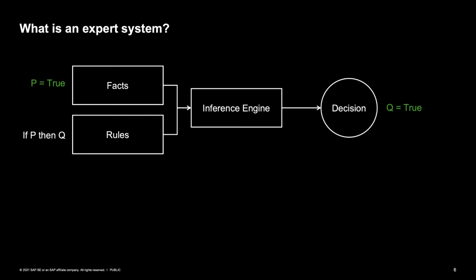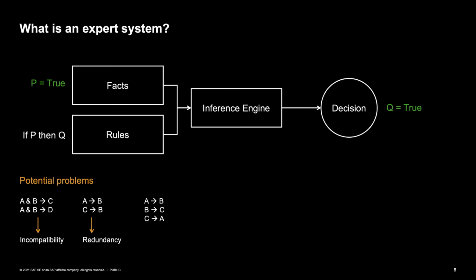However, it's very important to keep coherence in the rules. The following examples show potential problems. If A and B, then C; if A and B, then D: we have an incompatibility. If A then B, and if C then B, then we have redundancy, except if they do not have the same certainty. Third example: if A then B, if B then C, if C then A, then we have a loop.